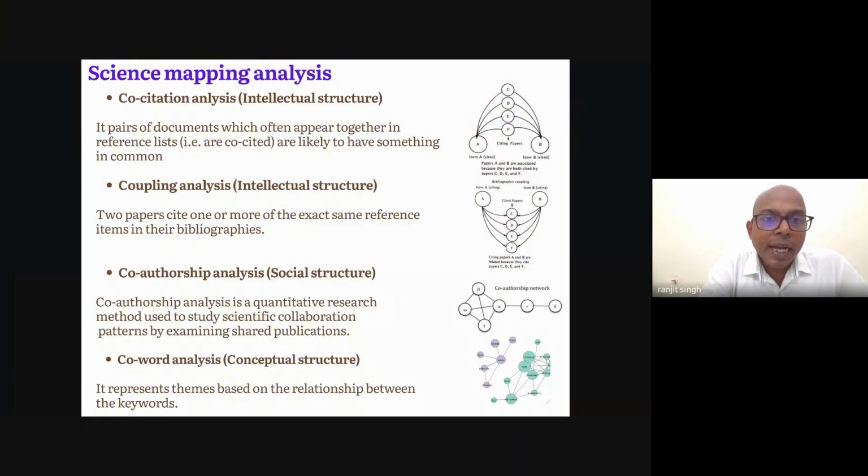And next is the coupling analysis. In bibliographic coupling analysis, two documents, two papers, cite one or more of the exact same reference items in their bibliography.